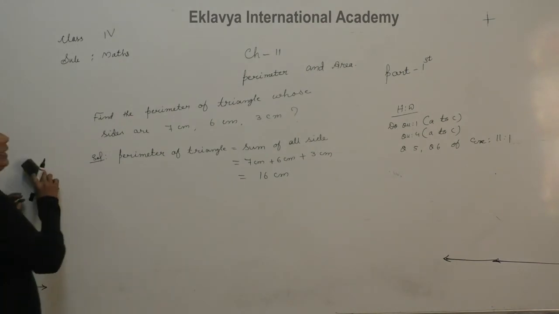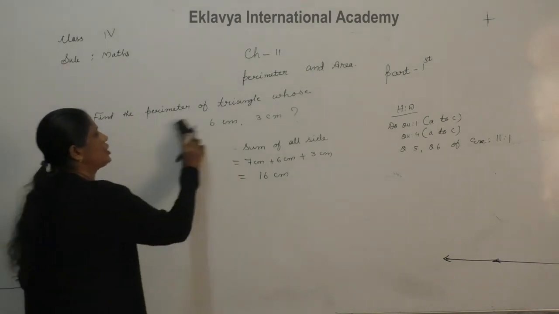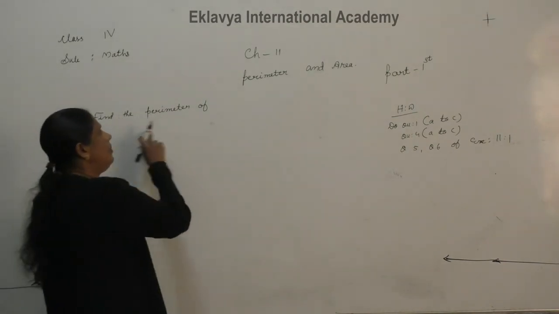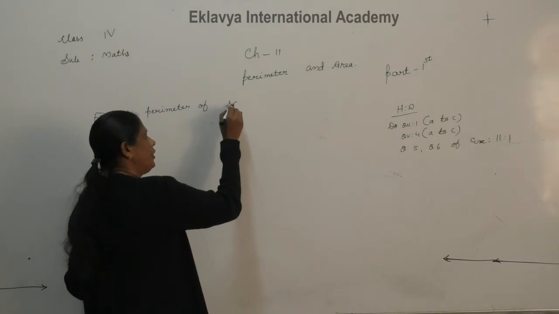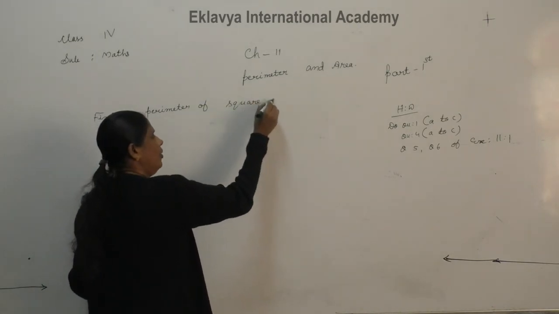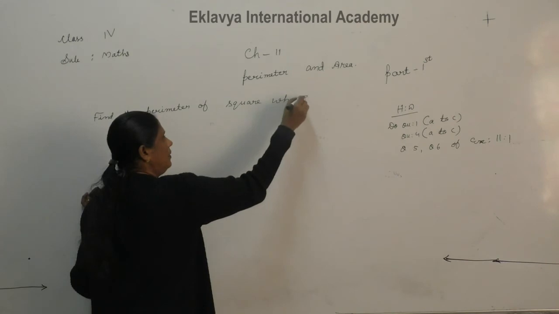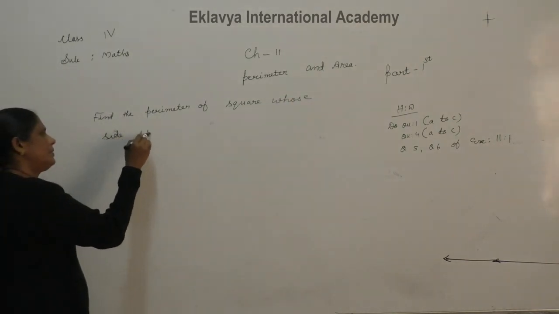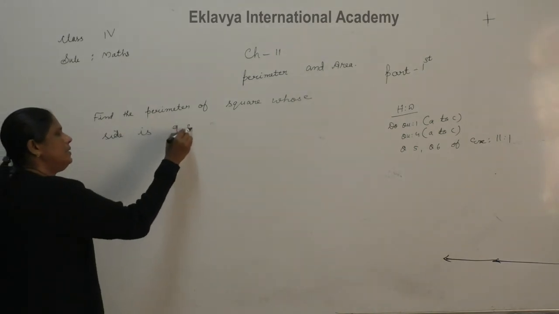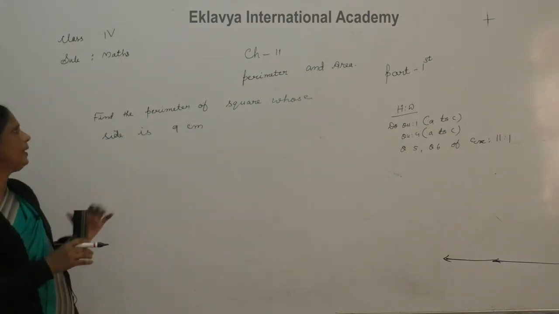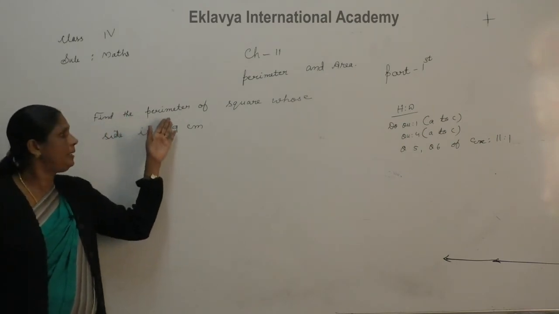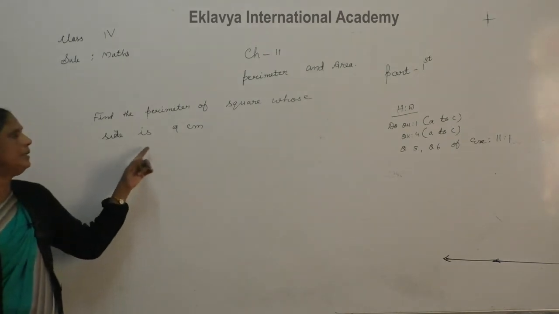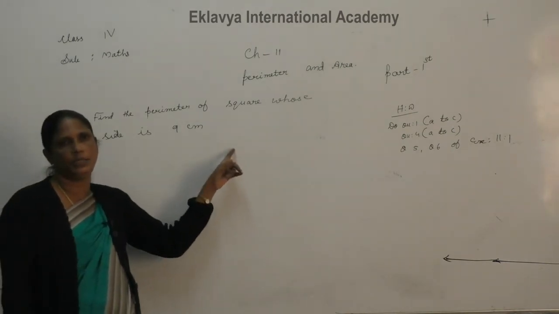Second question, find the perimeter of a square whose side is 9 centimeter. Read the question. Find the perimeter of a square whose side is 9 centimeter.